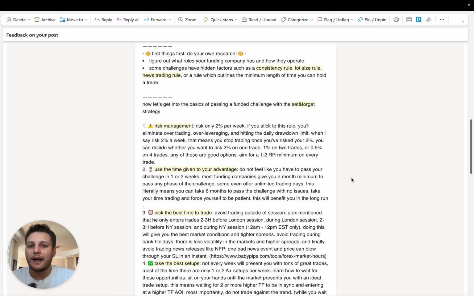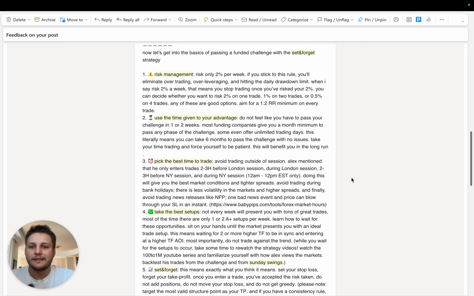Now, before you even buy a funded account, you want to be able to familiarize yourself with their rules. Now, some funded accounts have hidden rules, such as a consistency rule, which won't allow you to withdraw any money unless you basically follow their rules. Another funded account might have a lot size rule, which restricts the amount of lots you can use. Other accounts will not allow you to trade news. So you have to know what you're getting yourself into before buying these accounts. They can be expensive. Now let's get into the basics of funded accounts and how to pass them.